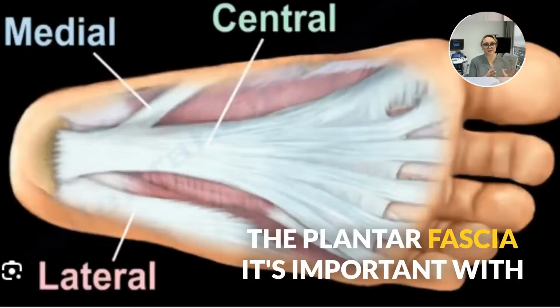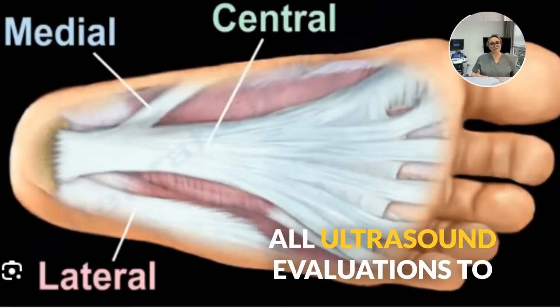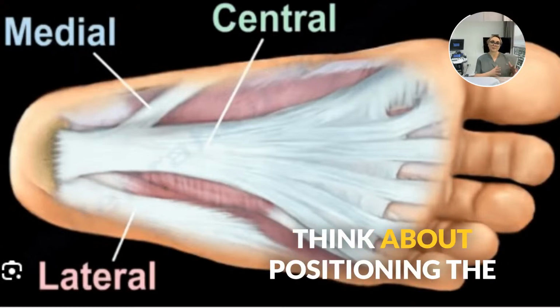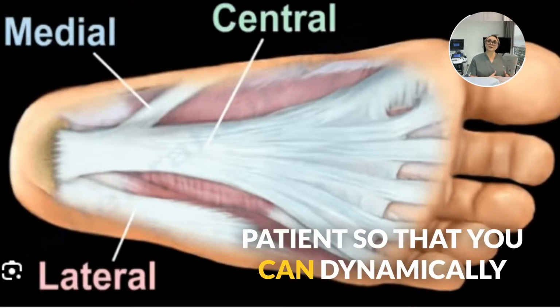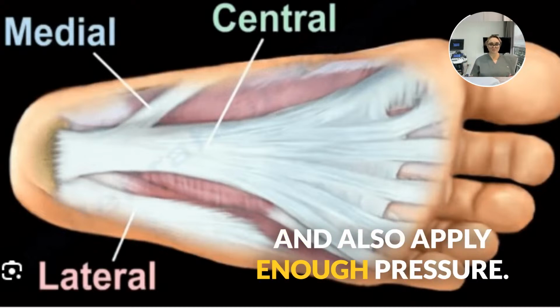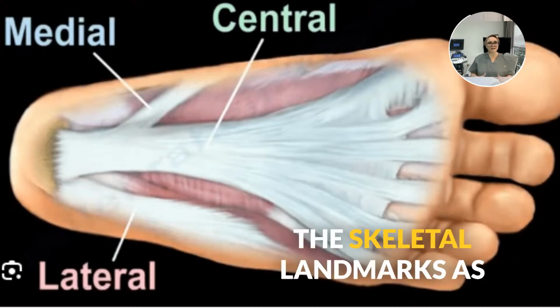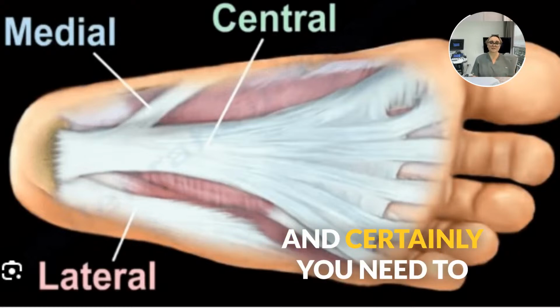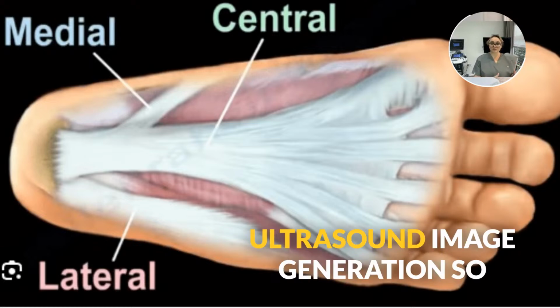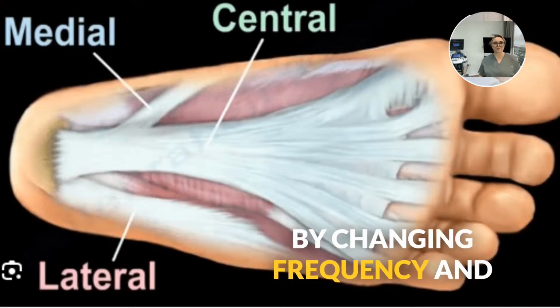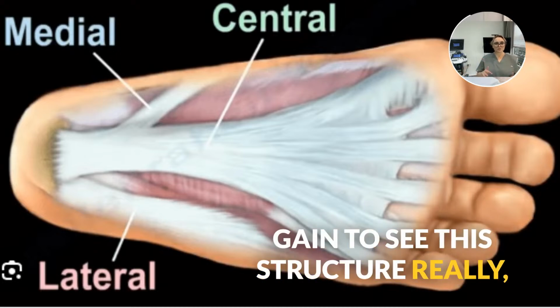the plantar fascia. It's important with all ultrasound evaluations to understand the anatomy of what you're looking at. Think about positioning the patient so that you can dynamically evaluate and move tissues easily and also apply enough pressure. You need to understand the skeletal landmarks as well, in particular the calcaneus. And certainly you need to understand the physics of ultrasound image generation so you can optimize your machine by changing frequency and gain to see this structure really, really well.